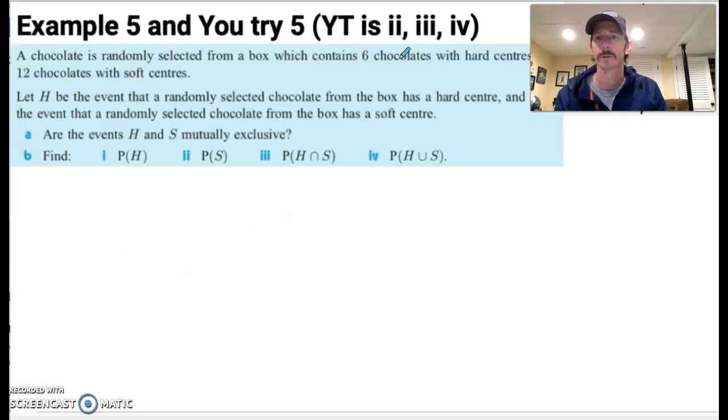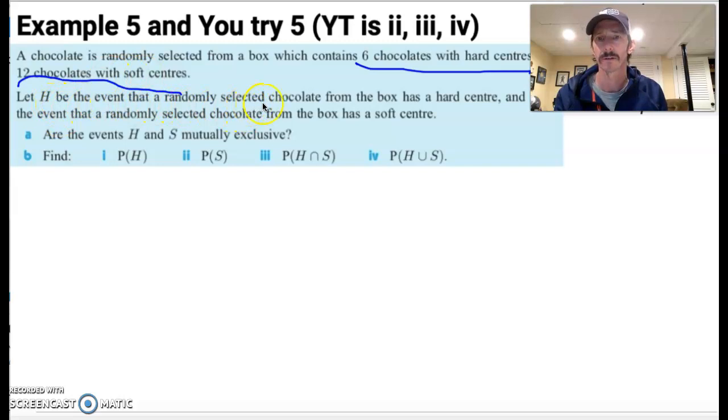All right, I'm going to do A and B1, and you're going to do 2, 3, and 4. So I now have a chocolate. I'm randomly selecting from a box which contains 6 chocolates with hard centers, and this is the word "and" behind here, 12 chocolates with soft centers. So these are like those boxes of chocolate you get that you bite into and you're like, ooh, I don't like that one, and you throw it away and you try another one. So 6 have hard and 12 have soft centers.